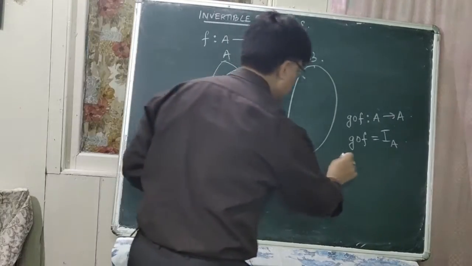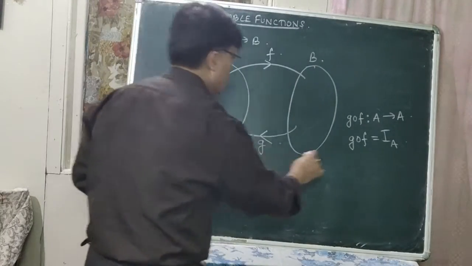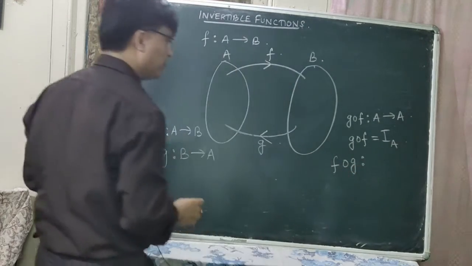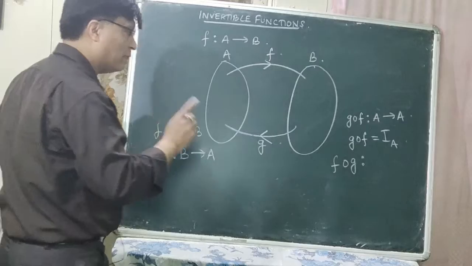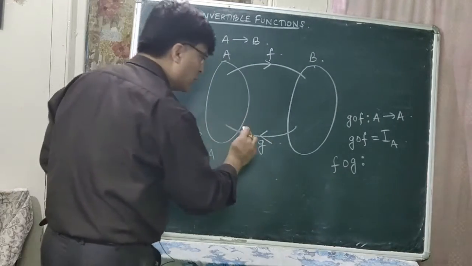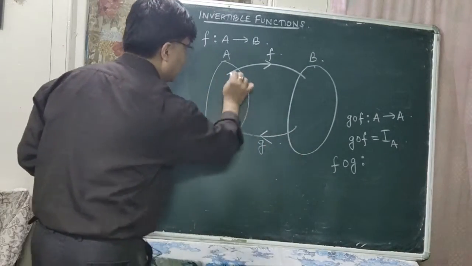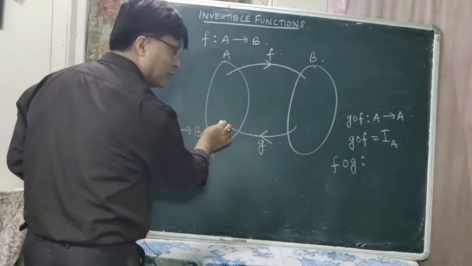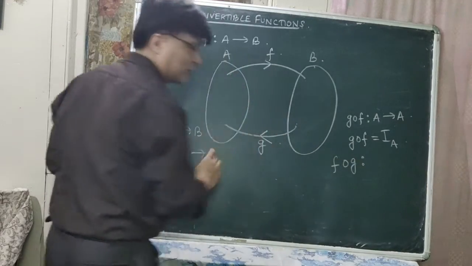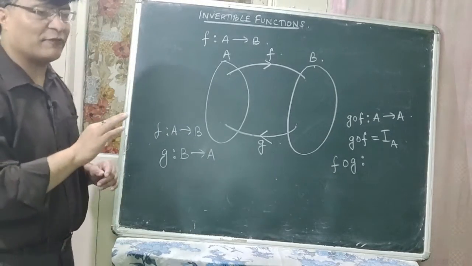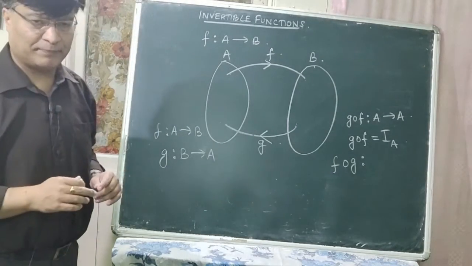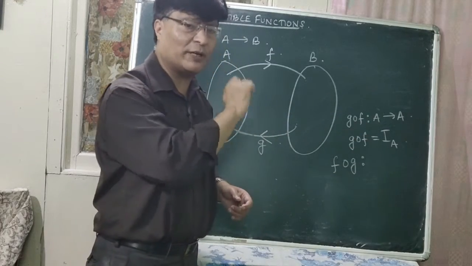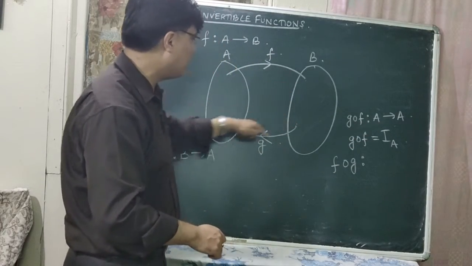Similarly, what is fog? Fog के भयो अब? B देखि A मा आयो, फेरि A देखि B मा गयो. पहिला हामी g लिन्छौं. g लिनुपर्छ है जहिले पनि. That is domain of fog is equal to domain of z, and domain of gof is equal to domain of f. त्यही कारण हामीले domain of f निकाल्यौं, A to B from B to A.